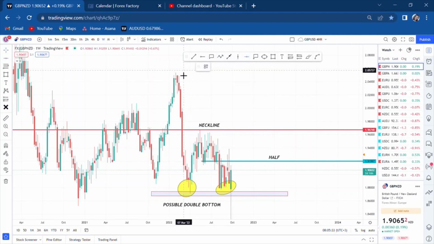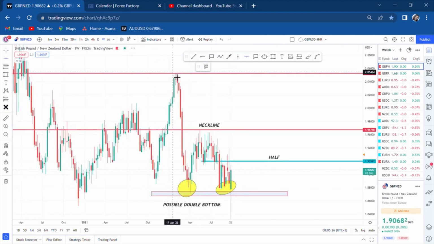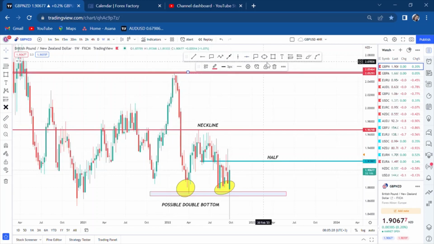Now, if the market breaks the neckline by weekly candle, not daily, not 4-hour, not any other time frame, by weekly candle, our next target will be this zone.